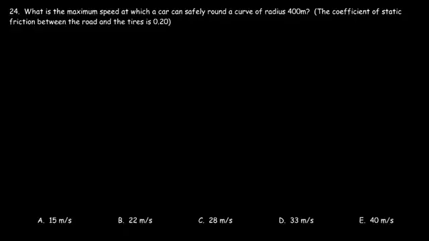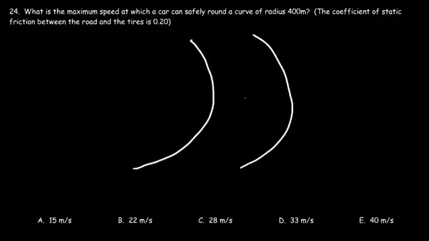24. What is the maximum speed at which a car can safely round a curve of radius 400 meters? So let's say this is the curve that the car is traveling. It's making a turn. And to make this turn, it needs to exert a centripetal force, which is directed towards the center of the circle.